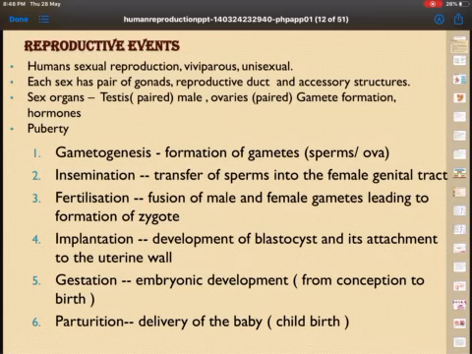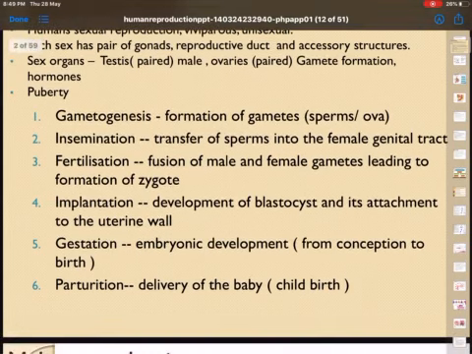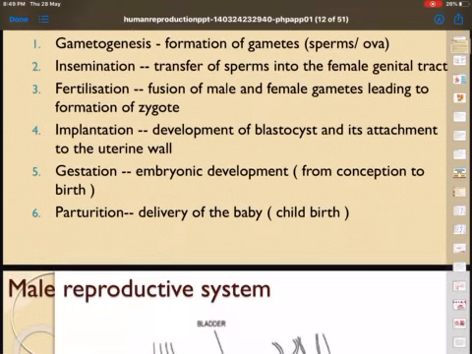Let's define them. One is gametogenesis, the process of formation of gametes. In the male, it is sperm. In the female, it is the formation of ova, or singular ovum. Second, insemination, which is the transfer of sperms from the male to the female genital tract. Then fertilization, the fusion of the male gamete with the female gamete leading to the formation of zygote. And then implantation, the development of blastocyst and its attachment to the uterine wall so that the embryo develops.